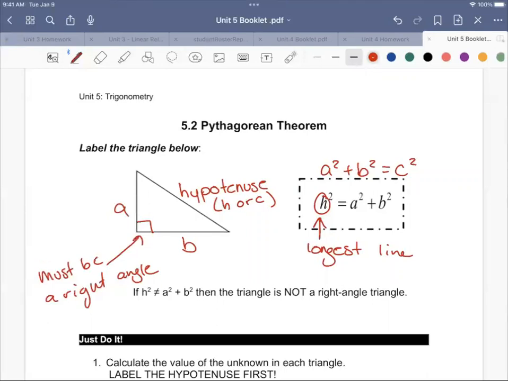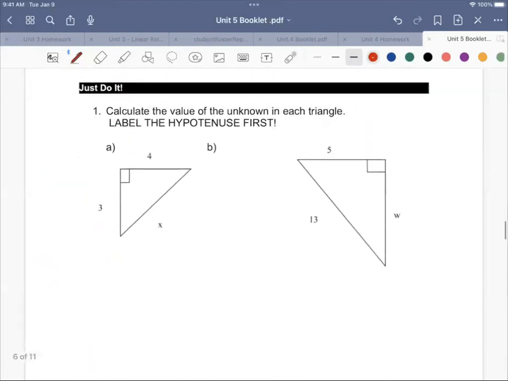The first thing I always want you to do, because of the common mistake that I always end up seeing, is label your hypotenuse first. The hypotenuse is always opposite of the right angle. Okay, so if we take a look here and we do some examples, the first thing that we are going to do is label our hypotenuse. Always opposite your right angle, every single time. If you can't remember that, remember it's the longest line that you have, and then we'll figure out where to go from there.